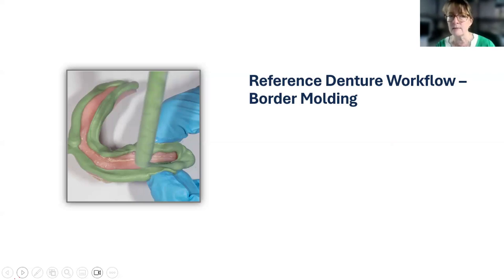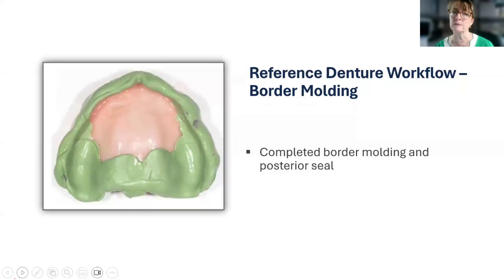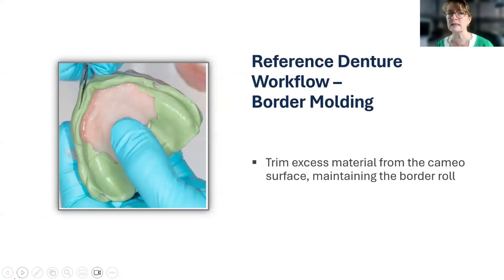So this is a great image of a heavier body material being used specifically for the border molding. So we're going to border mold it first, place it in the patient's mouth, do your phonetics, do your muscle toning like you ordinarily would with a traditional custom tray. Remove that. Do any trimming that might be necessary on the buccal. You can see the blade in the upper left-hand corner.